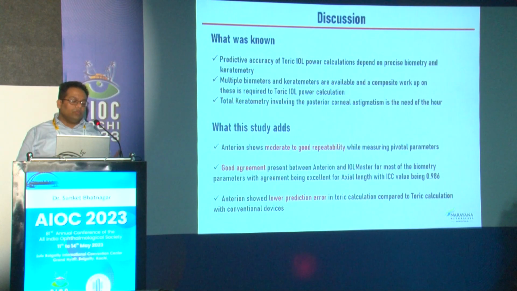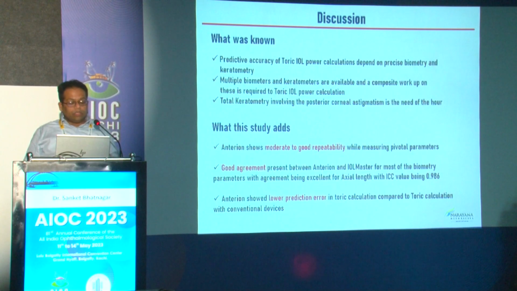So what we knew was that predictive accuracy of toric IOL power calculation depends on precise biometry and keratometry, and there are multiple biometers and keratometers at hand, and a composite workup on these is required for toric power calculation. But in this study, what we have seen is Anterion gives us moderate to good repeatability for most of the pivotal parameters that we have, and has good agreement with IOL Master for biometry and also topography.